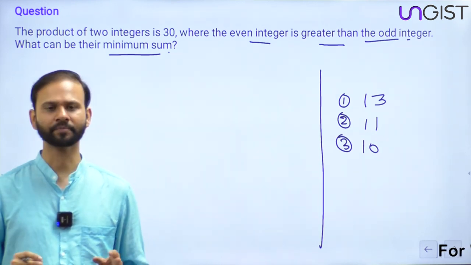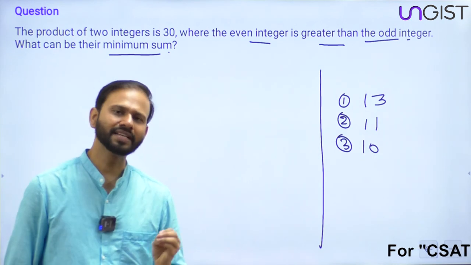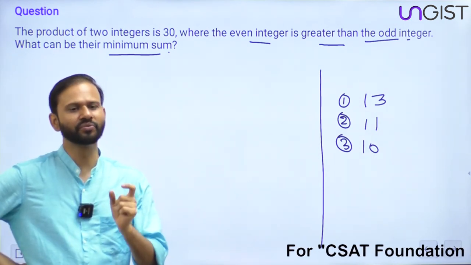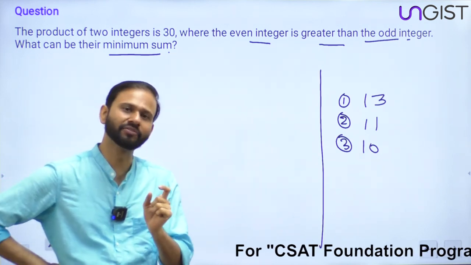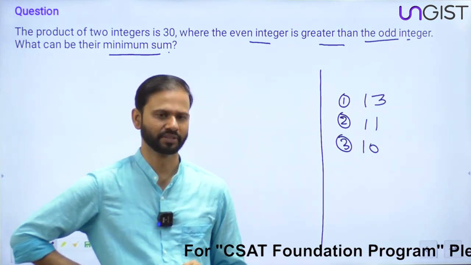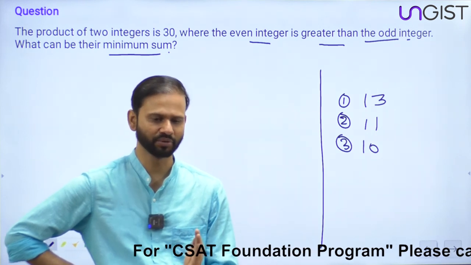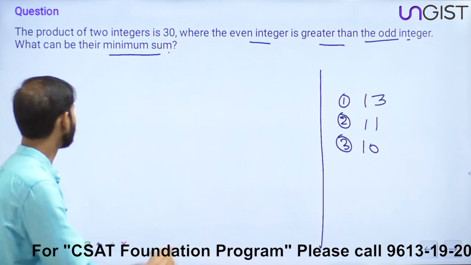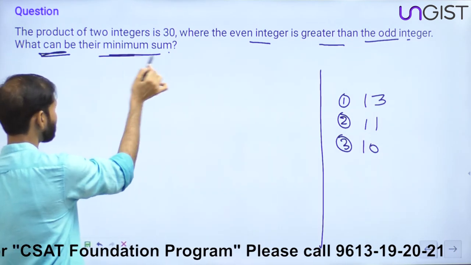Shall we discuss, everybody? All right. Guys, you know what? I always say you have to read each and every word carefully. You have to respect each and every word which is written in the question. Fine. Now, the question is saying, what can be their minimum sum?